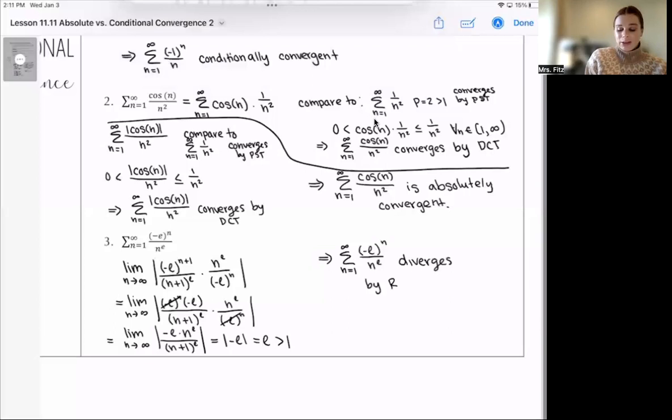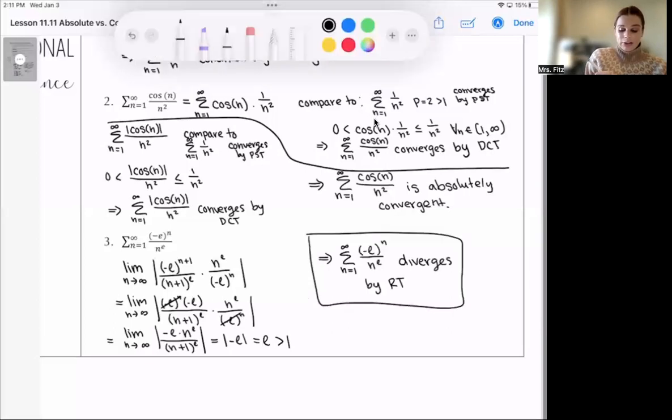So this one doesn't converge at all. It just diverges, and that's it. And so that is all for that one. All right, so that is all for today. And actually, that is all for sequences and series in general.